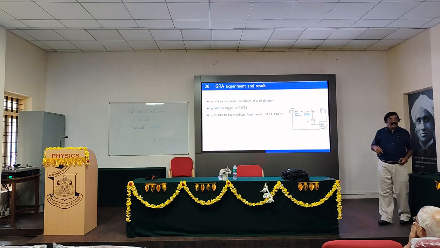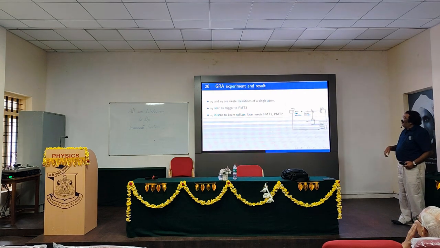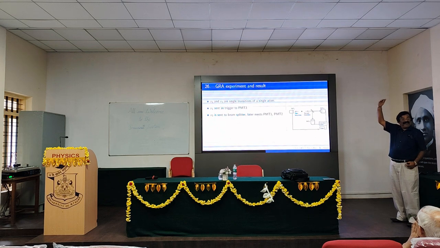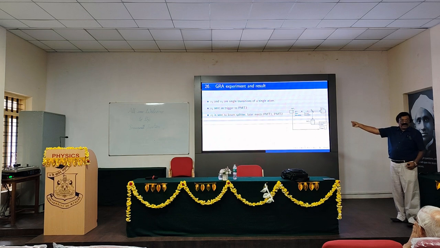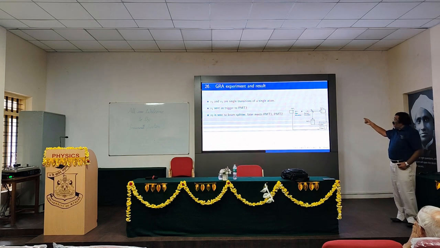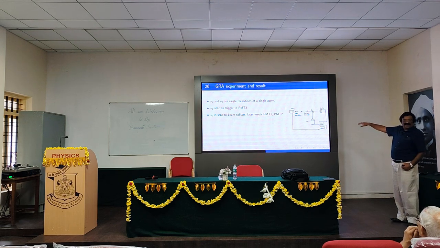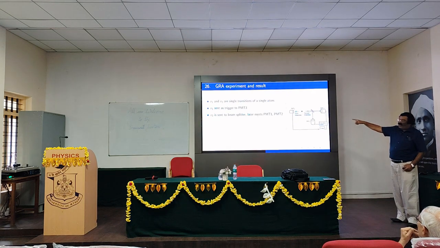So, what was the experiment done by Grangier et al., right? They took this calcium atom, that black dot, the first transition from the higher excited state to the intermediate level. They sent it through a photomultiplier tube, some detector. That is the first transition. The second transition later was sent to this detector system. So nu1 and nu2 are single transitions of a single atom.